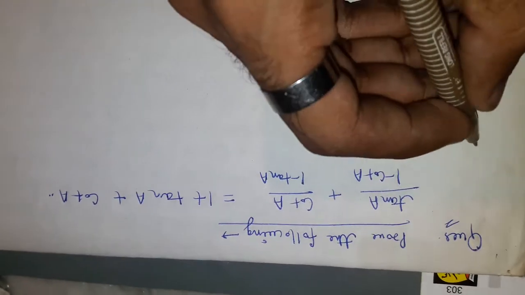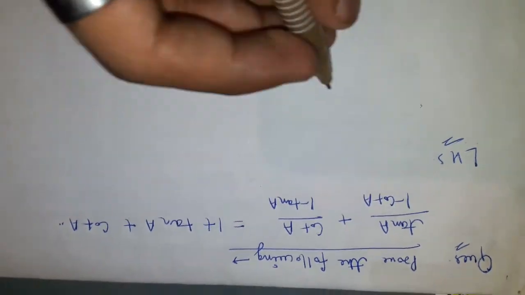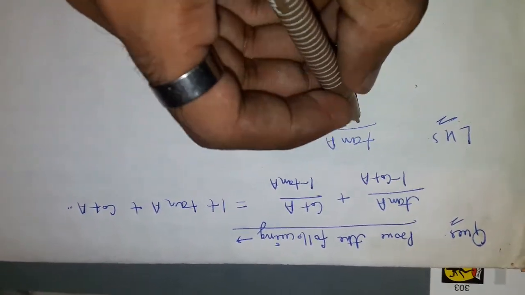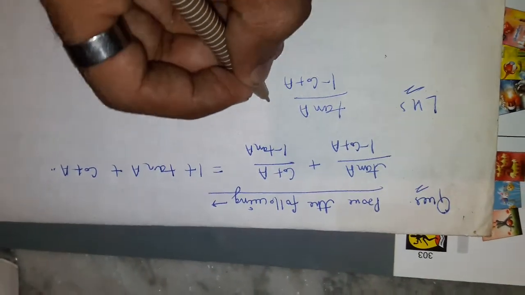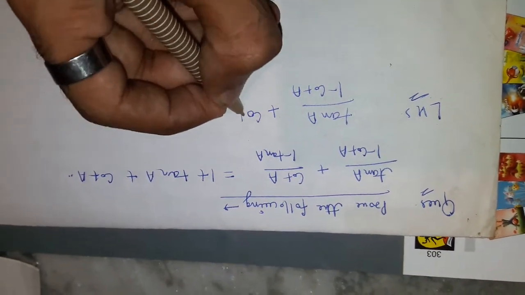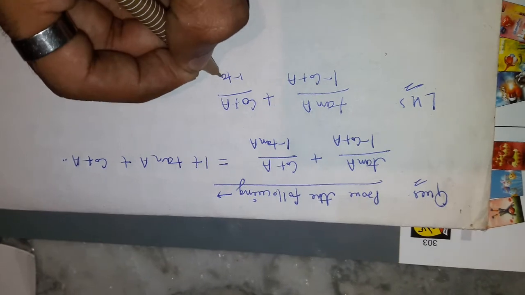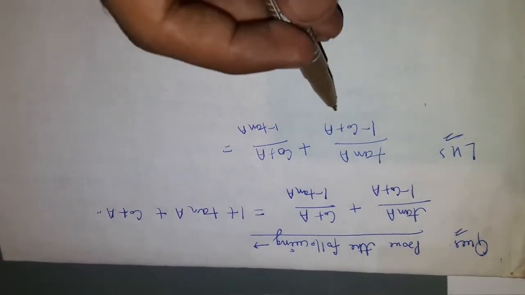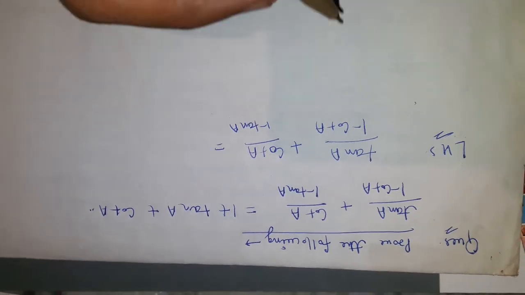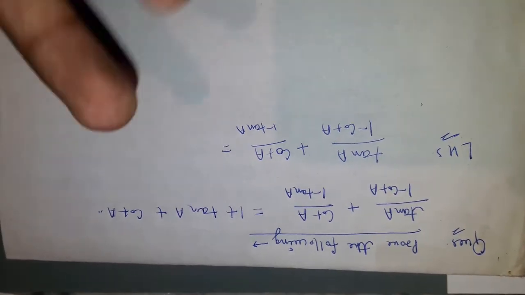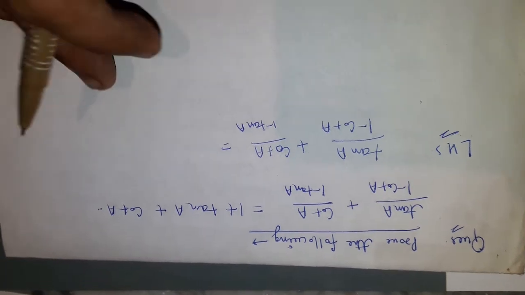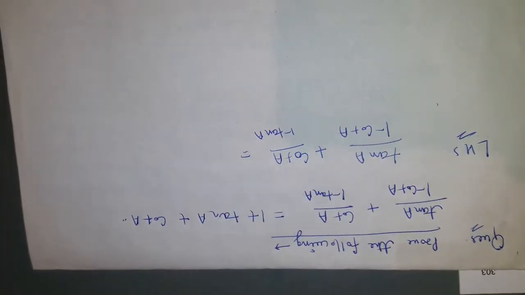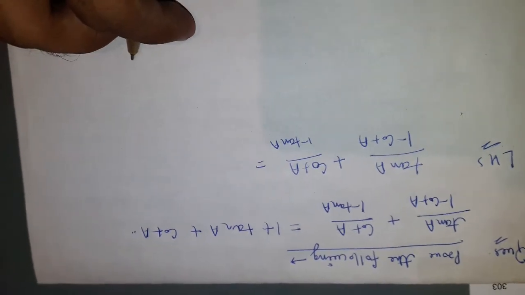So what we can do, we can consider the LHS. In the LHS we have tan a upon 1 minus cot a plus cot a upon 1 minus tan a. So how are we going to solve this question? First of all we have to convert cot in terms of tan, so that we can solve this expression further to get the exact result, 1 plus tan a plus cot a.